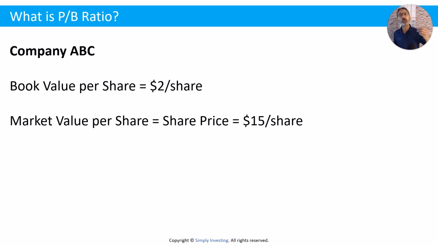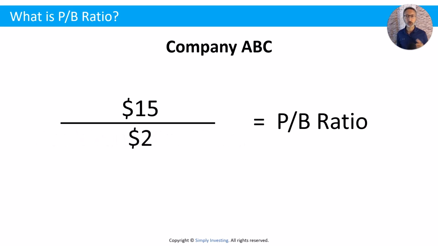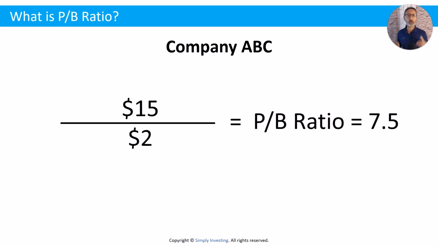Okay, now we have both of the numbers that we need to calculate the PB ratio. Remember, we start off with the share price, which we now know is $15, divided by the book value per share, which we now know is $2. We can calculate the PB ratio. So you can see the formula up on the screen. Let's go ahead and put the share price in there. So that's $15. Now let's go ahead and put in the book value per share that we just calculated, $2. So 15 divided by 2 is 7.5. And so that is the price to book ratio for this company ABC.